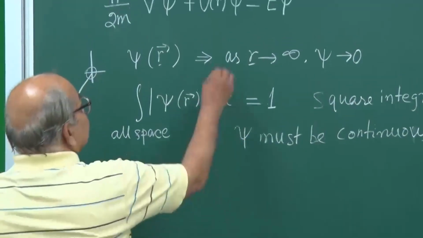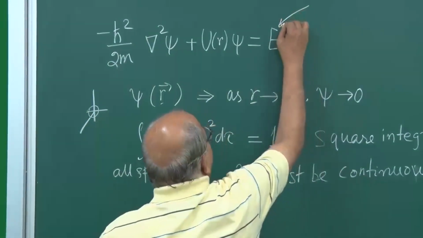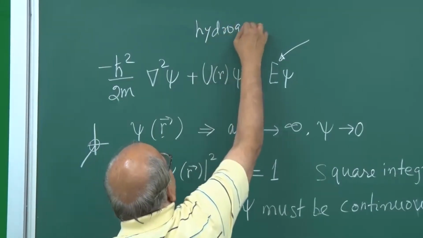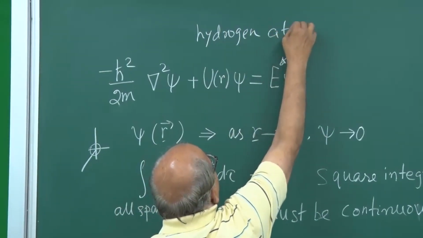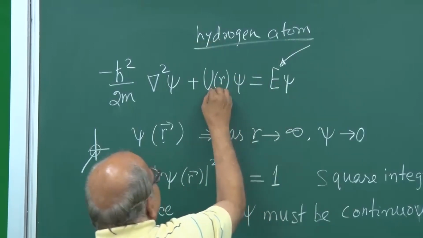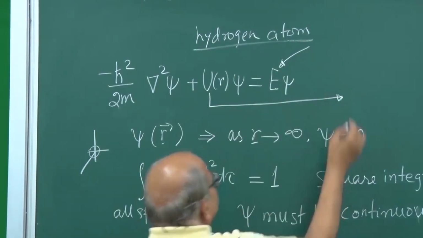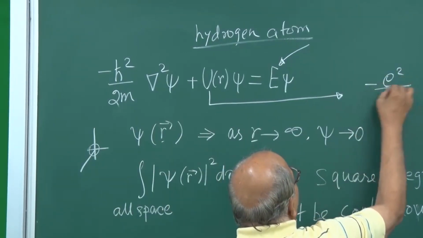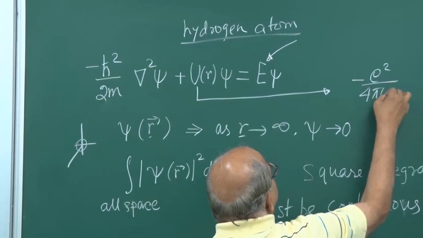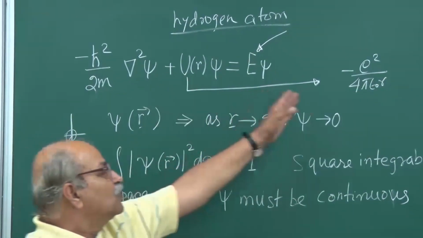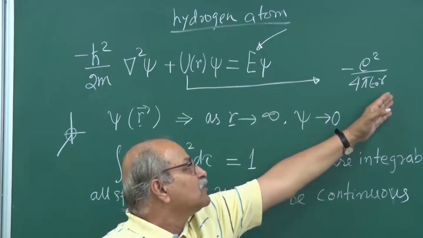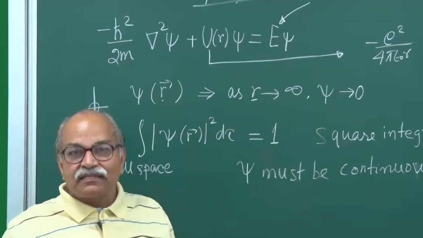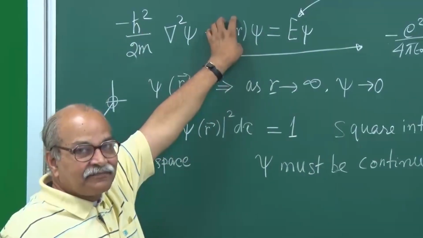Your equation is here. So suppose it is hydrogen atom, I am talking of hydrogen atom, and what do I mean here? When I am talking of electron in a hydrogen atom, that means this U(r) that I am writing is minus e square over 4 pi epsilon naught r. Once I write U(r) is equal to minus e square by 4 pi epsilon naught r, I am talking of hydrogen atom. If I am talking of something else, then this U(r) will be different.